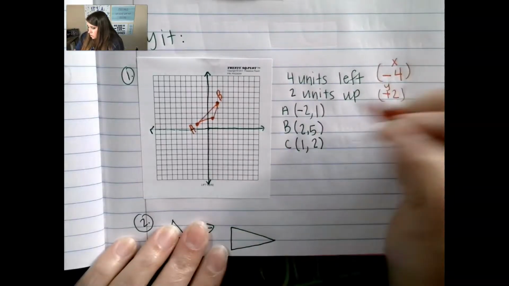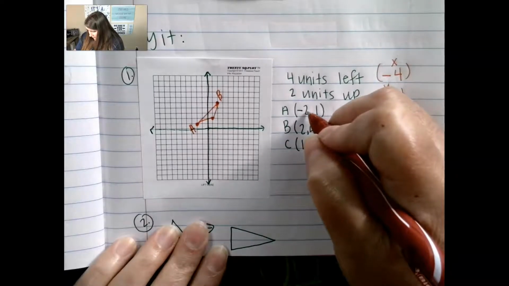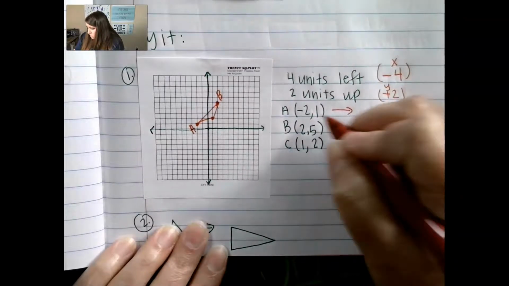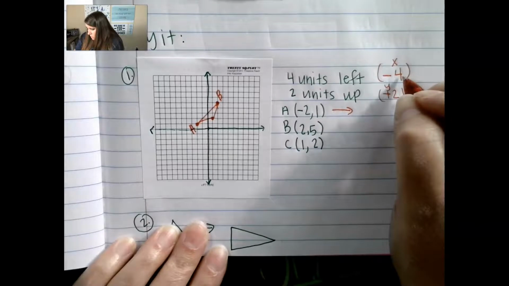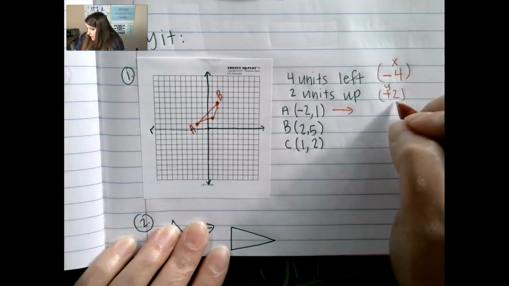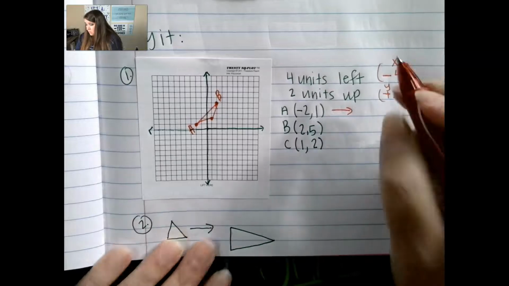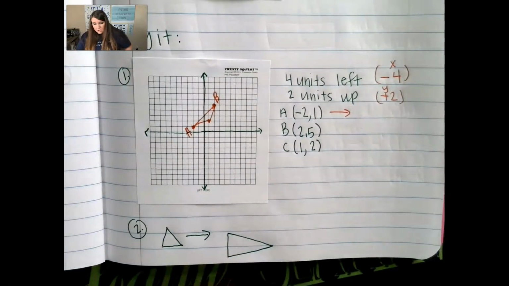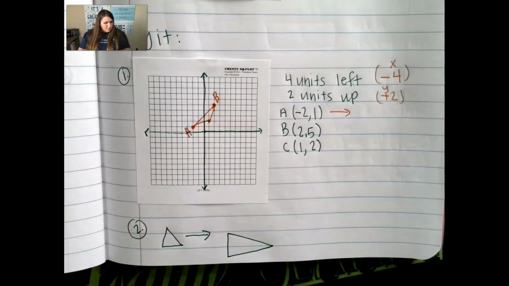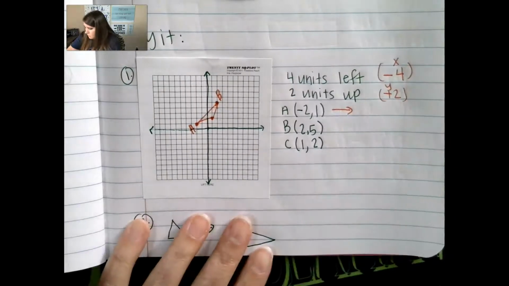So if I were to subtract 2 from my A, it would be negative 2 minus 4, and that gives me negative 6. And then adding 2 would be 3 to here. So let's go ahead and check and see if that's where our new triangle is going to land. I'm going to use purple, I think, for this one. Okay. Oops, I didn't label this as a C.